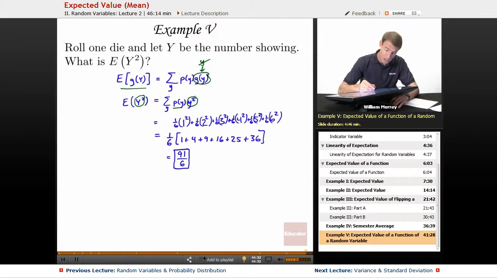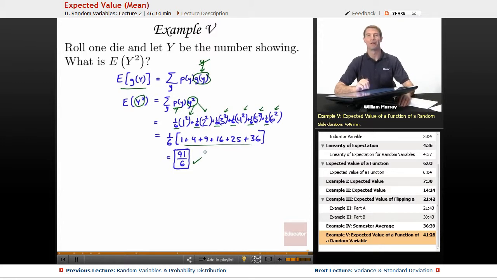And so in this case, we have y squared here. And so we take all our values and we square each one. 1 squared, 2 squared, 3 squared. These are all the values you can get by rolling one die. 5 squared, 6 squared. And the probability of each one of those is 1/6. So we multiply by 1/6. And now we just simplify the arithmetic. Square all those numbers, multiply by 1/6, and we get 91 over 6.